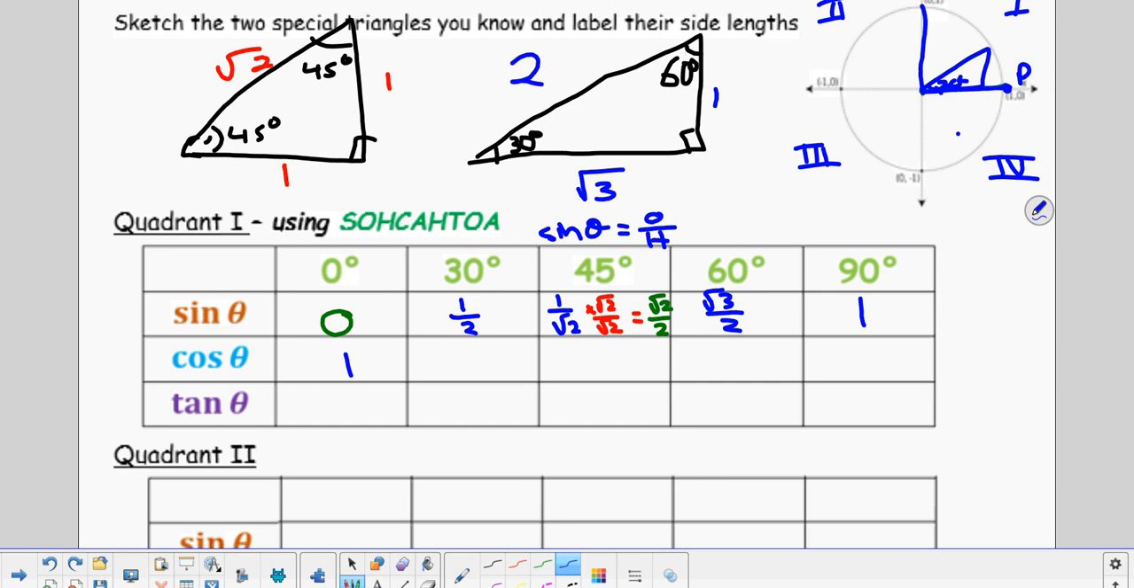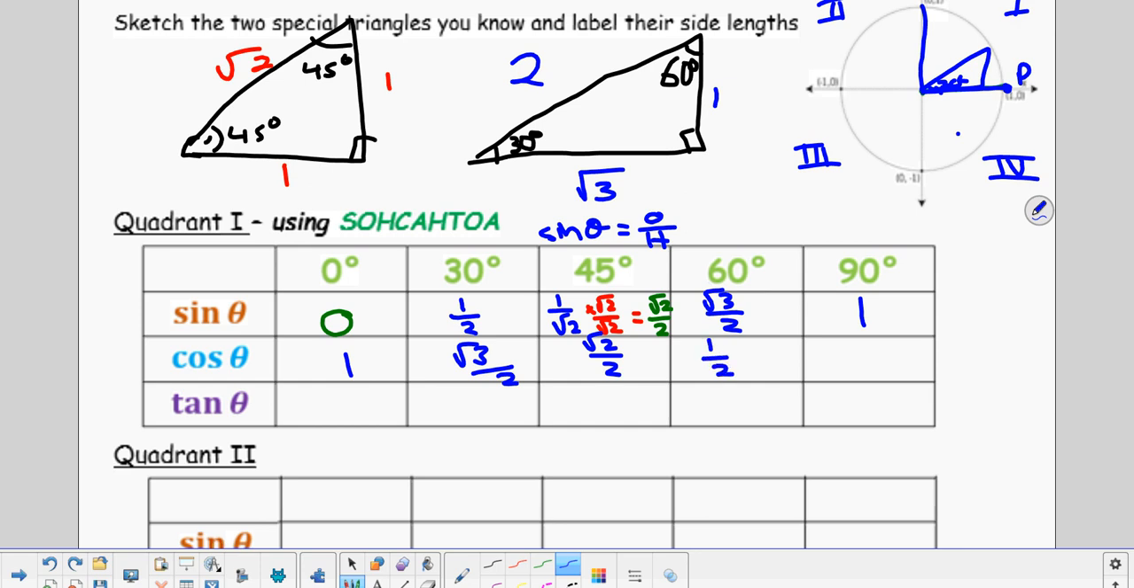And to prove that, if you typed in cos 0, you'd get 1. And then cos of 30, what's that? Adjacent over hypotenuse, root 3 over 2. Let's go through them a bit faster now. Cos of 45, 1 over root 2, which is root 2 over 2. Cos of 60, 1 over 2.